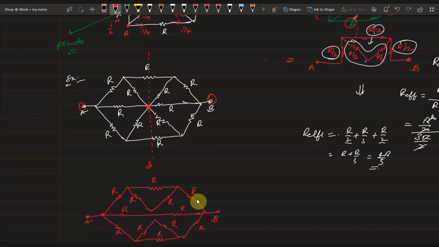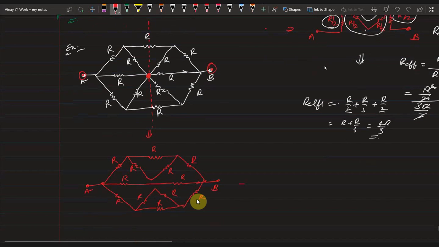Now you can fold it. So while folding, you have to fold on AB. Now while folding it, you have to fold along the AB line. So if you fold along the AB line, then this is the final resistance. I will draw the final resistance like this.